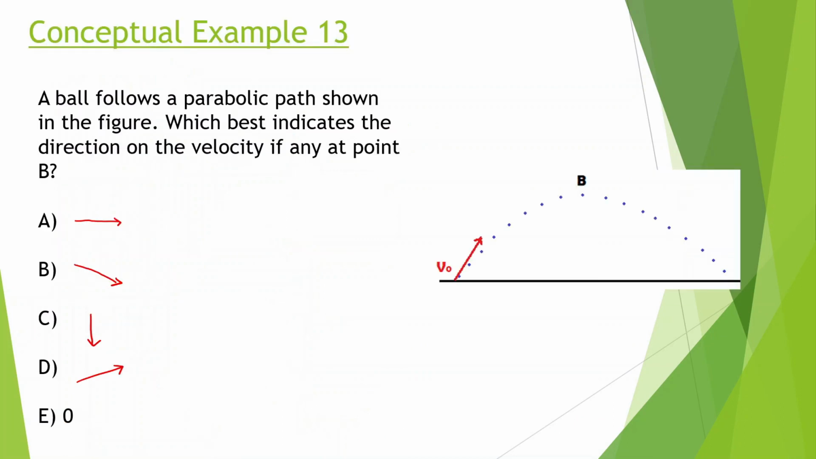All right. Let's look at the next example. A ball follows a parabolic path shown in the figure. Which best indicates the direction of the velocity, if any, at point B? So we see point B is at the very top here. And a lot of times people think, oh, at the very top, the velocity must be equal to 0. However, that's not the case. At the very top in projectile motion, the velocity in the y direction is 0, but the velocity in the x direction remains constant all the time. Remember that. So how is it going to look? It's going to look like A.